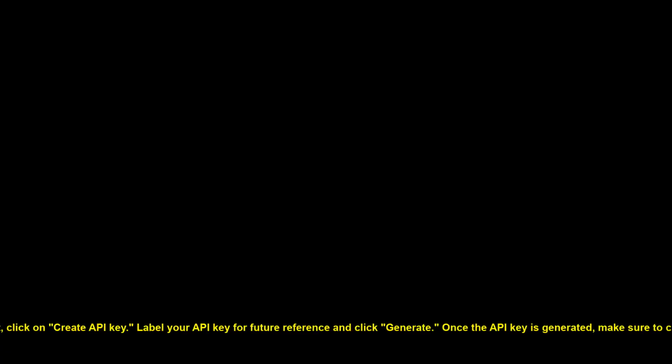Scroll down to the API key section to access or generate your API key. If an API key already exists, copy it for later use. If an API key does not exist, click on Create API Key. Label your API key for future reference and click Generate.